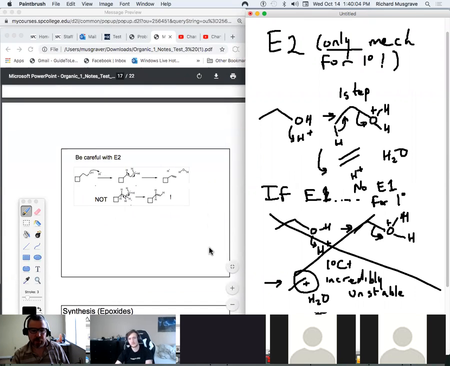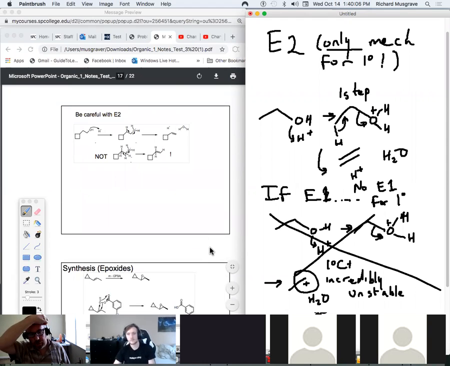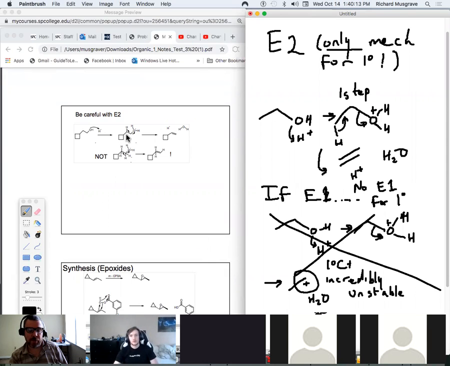Okay, so when you're looking at E2, and I'm just showing you here how you need to be careful with the mechanism. A lot of the time, people get confused with which hydrogen is actually leaving and forming the double bond. But it's always the hydrogen that's adjacent to where the water is or the OH is. It's never the hydrogen on the same carbon as the OH, but I often see people doing that kind of thing. It doesn't make a great deal of sense, but it's something that needs to be looked at.